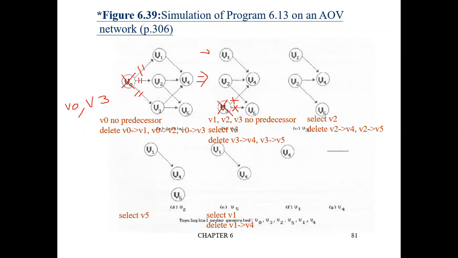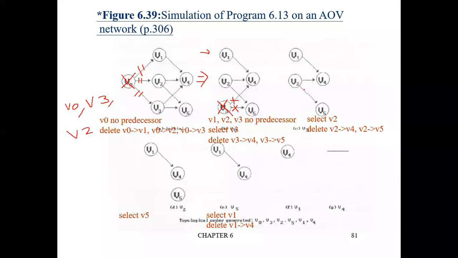Now how many vertices are there with 0 in degree? 2 vertices. Which are they? V1 and V2. Okay, good. So we can pick either V1 or V2. Let us assume we are picking V2. So after V3, we will display V2.